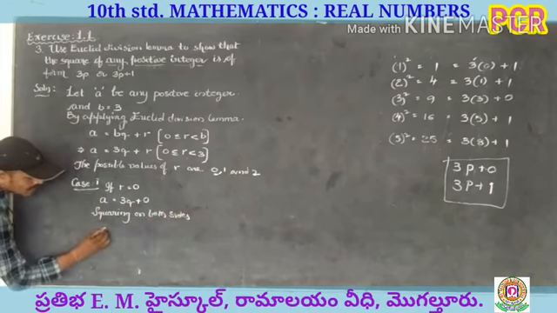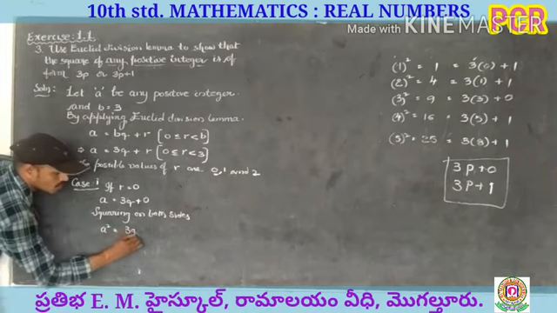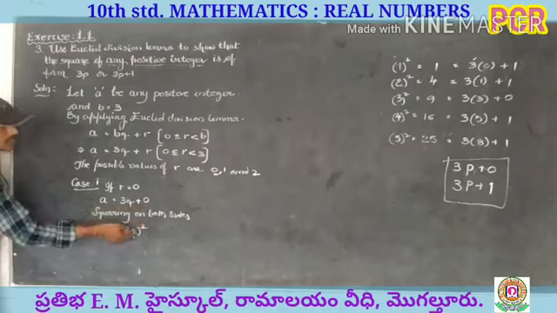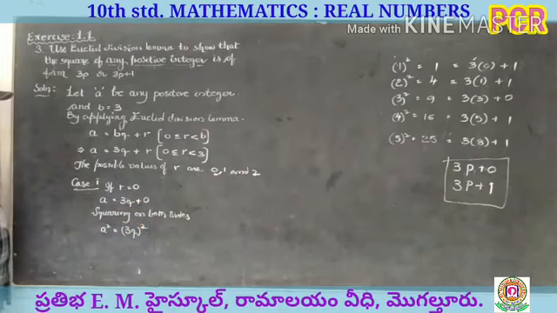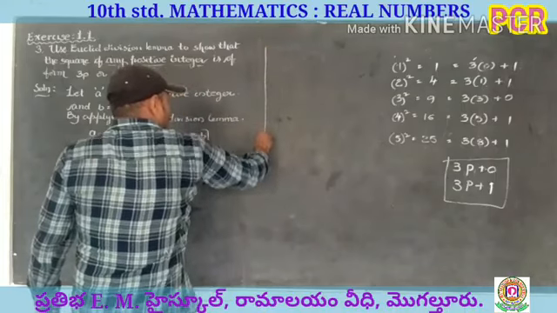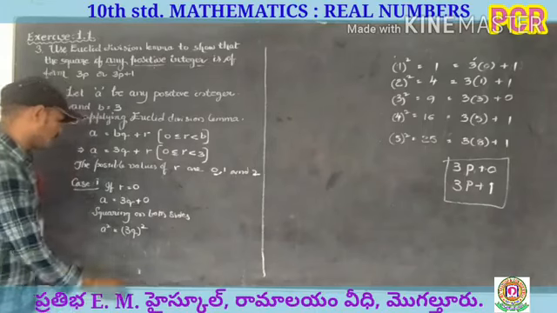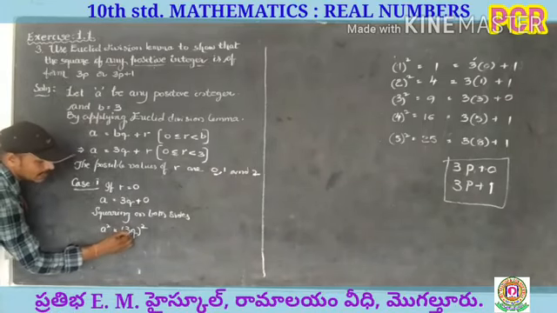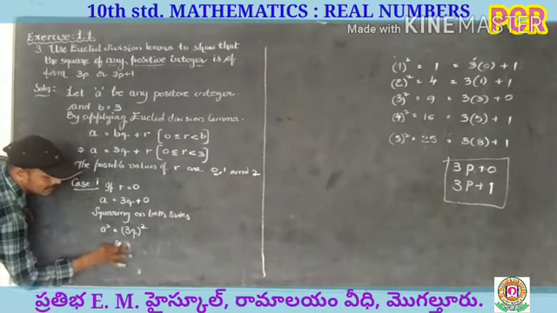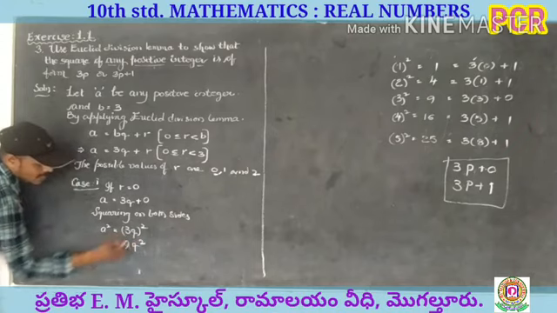A square is equal to 3q whole square. This is equal to, right, 0. A square is equal to 3q square, which means 3 threes are 9, q square.